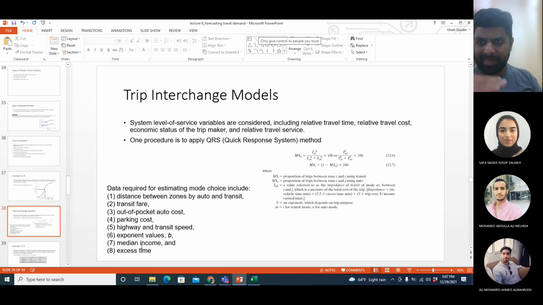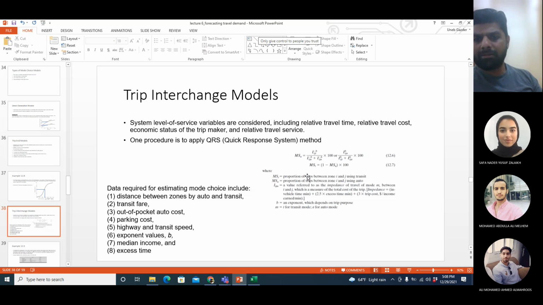Median means exactly in the middle. So 50% of people are earning more than that, 50% of people are earning less than that. And excess time is the time which is part of your trip, but during that time you are not in the vehicle itself. Excess time is that time of the trip when you are not in the vehicle, but still it is part of your trip. For example, walking to the bus stop, or waiting for the bus, or waiting for the train. You are not in the train or the bus yet, but this time is consumed in your trip. So this is what we call excess time.